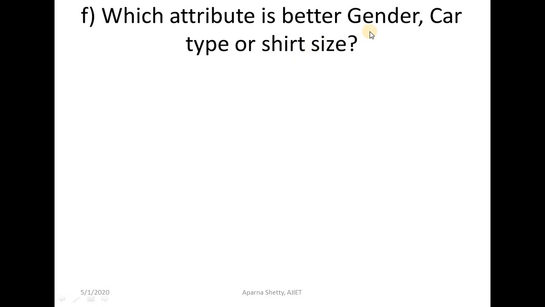So, which attribute is better? Gender, car type or shirt size? What do you think? Now you have to see which attribute has low Gini value. Gini is an impurity measure, calculating the impurity. So you have to see which has less impurity. Which attribute is better depends on which is having less impurity. So the one which is having less Gini value, or less impurity, is better.